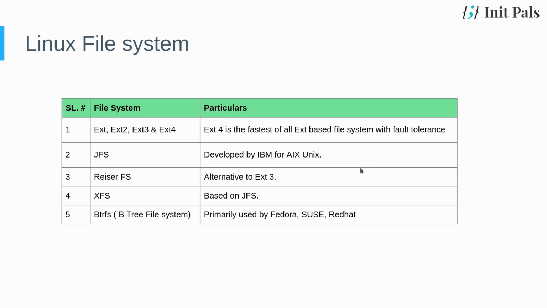The JFS, or the journaled file system, is a 64-bit file system created by IBM primarily for AIX Unix systems. ReiserFS was considered as an alternative for ext3. It was primarily used in SUSE till 2006. XFS is a high-performance 64-bit journaling file system created by Silicon Graphics, and it is mainly used by Red Hat Linux. BTRFS, or the B-tree file system, was initially developed by Oracle, and as of now it is the default file system in Fedora 33.